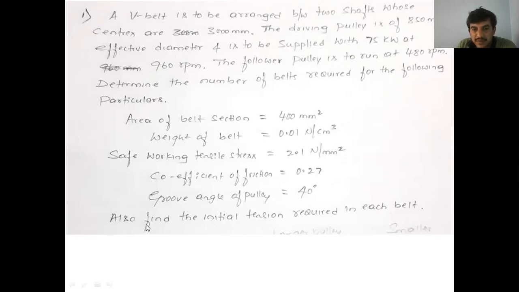Then some of the data is given: area of the cross section of the belt, weight of the belt, safe working stress, coefficient of friction, groove angle of pulley. Groove angle means 2 alpha. Alpha means half groove angle. Full groove angle, or groove angle, is 2 alpha. And also find the initial tension required in each belt. Please copy this question. Once you copy it, please inform me. Then we'll go on to solve this problem.